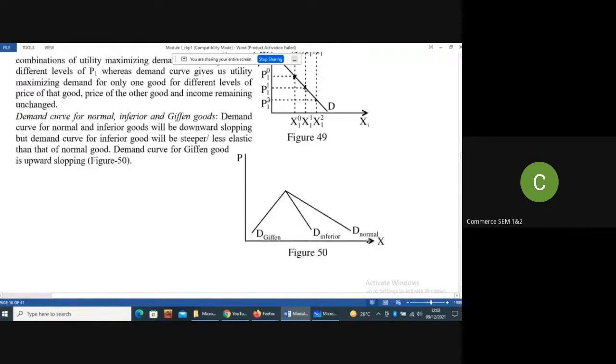Now, how will the demand curve look for a normal good, an inferior good and a Giffen good? For a normal good, it will be a flatter curve like this, D normal. For an inferior good, it will be relatively steeper like this, D inferior. And for a Giffen good, the demand curve will be a positively sloped demand curve like this, D Giffen. Fine?